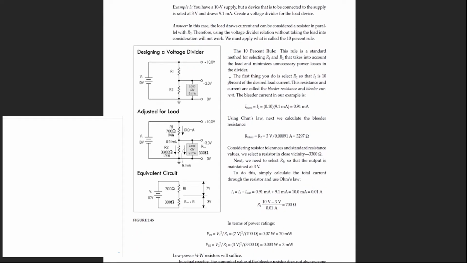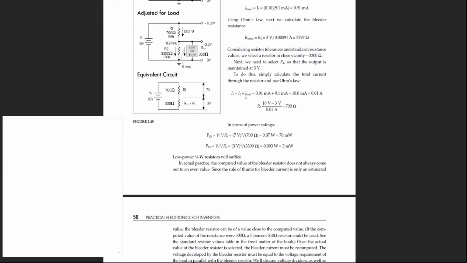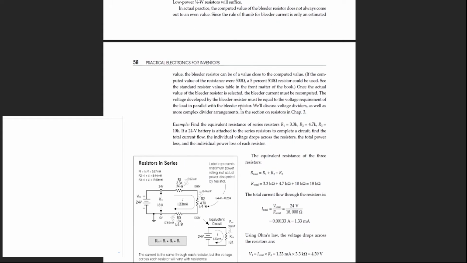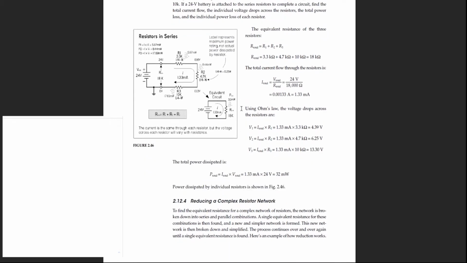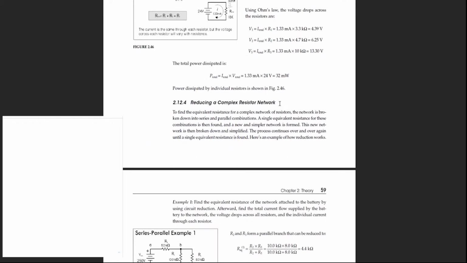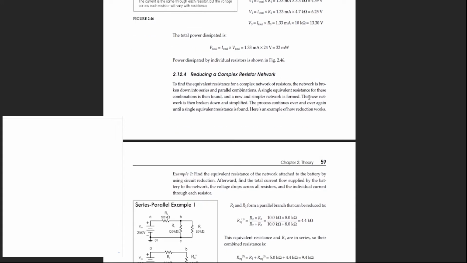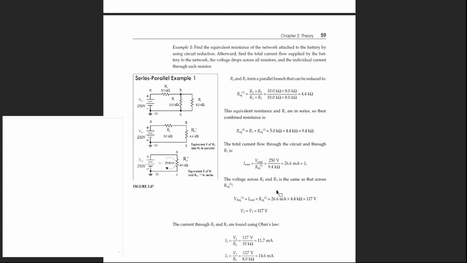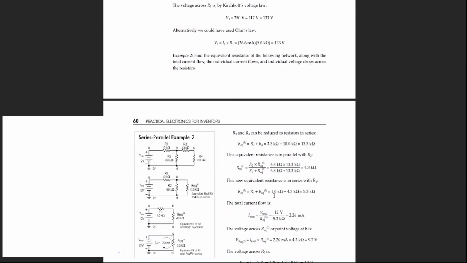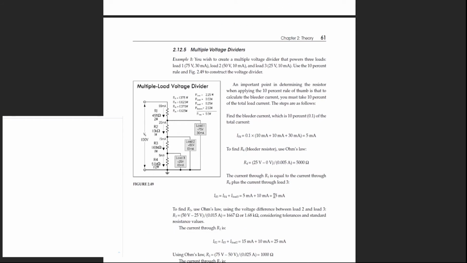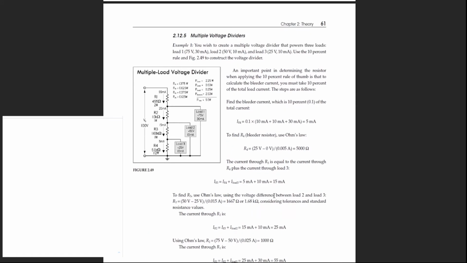Designing a voltage divider, adjusted load equivalence. Okay. I feel like I should just briefly read through this, and I might make it a bedtime task to put me to sleep or something. Reducing a complex resistor network, which we obviously know how to do. Just product over sum a bunch of times, add some series resistors together. Multiple voltage dividers. This isn't something that I've really looked at.